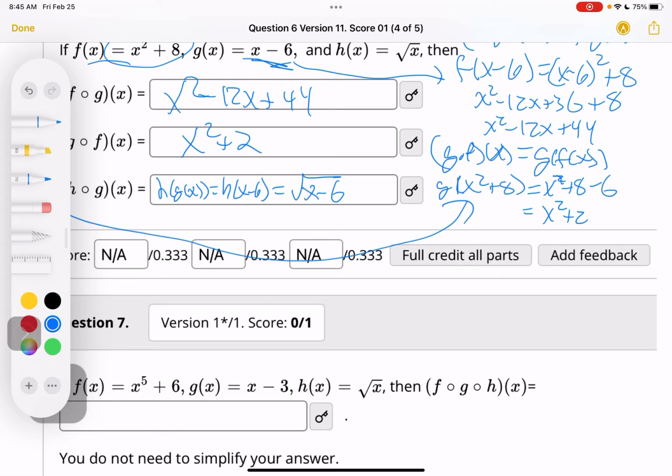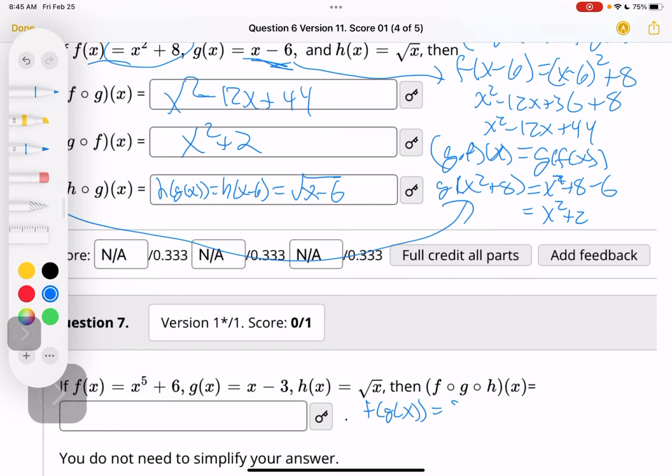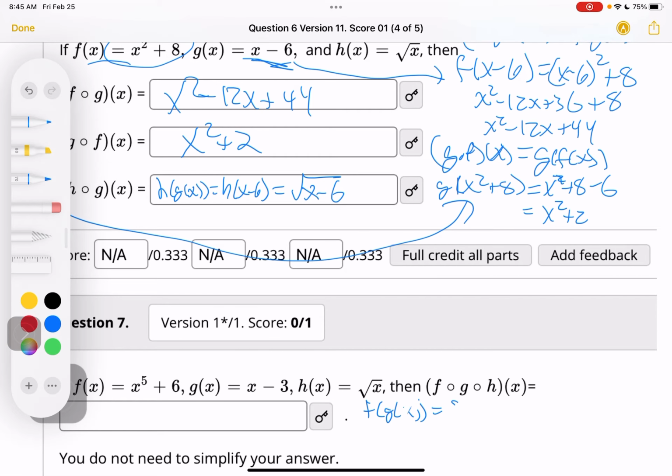Now this next one down here for 7, it says f of x is x squared plus x to the 5th plus 6. G of x is x minus 3, and h of x is square root of x. So what is f of g of x? So that's f of g of x. So that means it's going to be, no, I forgot my h of x. F of g of h of x.